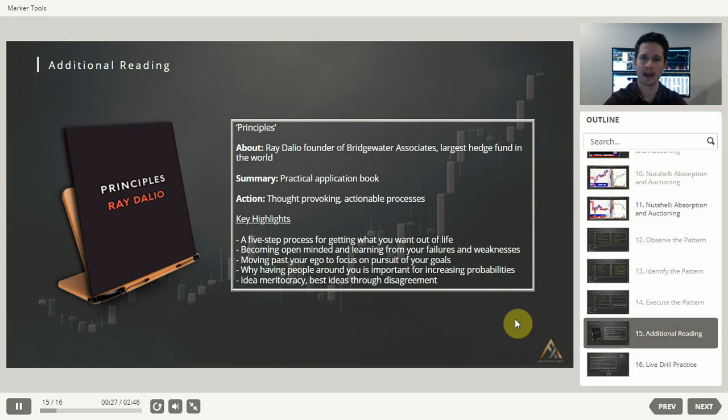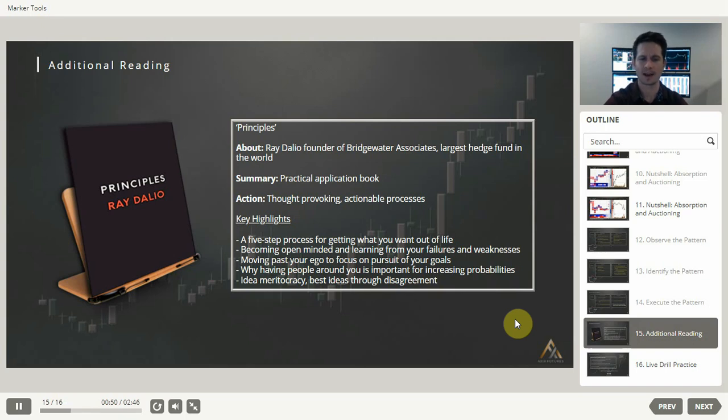So for me, I'd far rather pay attention to real thought-provoking, principle-based, process-type books that can help me become a more effective trading athlete. Now, the first book I'm going to recommend is Ray Dalio's new book, Principles. This was released, I think, in October, November 2017, so it's just come out.